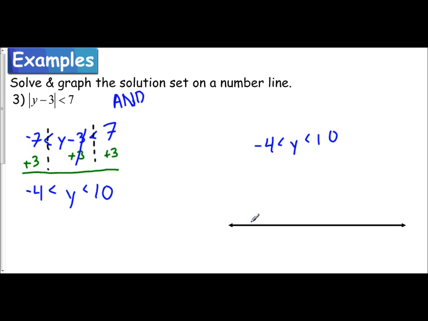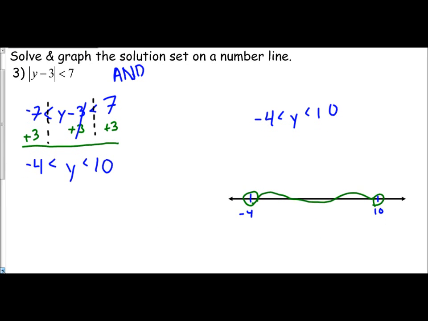So to graph this, let's just use the values negative 4 and 10. Our variable y is between them. Since they both are less than, they both are open circles. And the solution is between the 2 numbers. So the solution to the absolute value of y minus 3 is less than 7 is negative 4 is less than y, which is less than 10. You can think of it as y is between negative 4 and 10, and we can see that on the graph below. Let's look at another example.